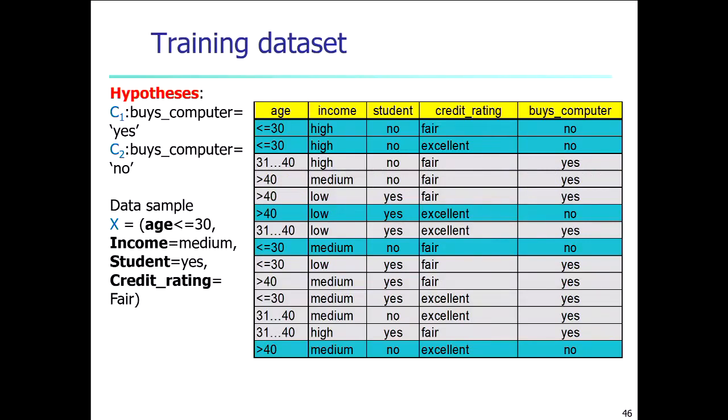We still use this example, and let's assume the data sample has the feature values where age is less than or equal to 30, income is medium, student is yes, and credit rating is fair.